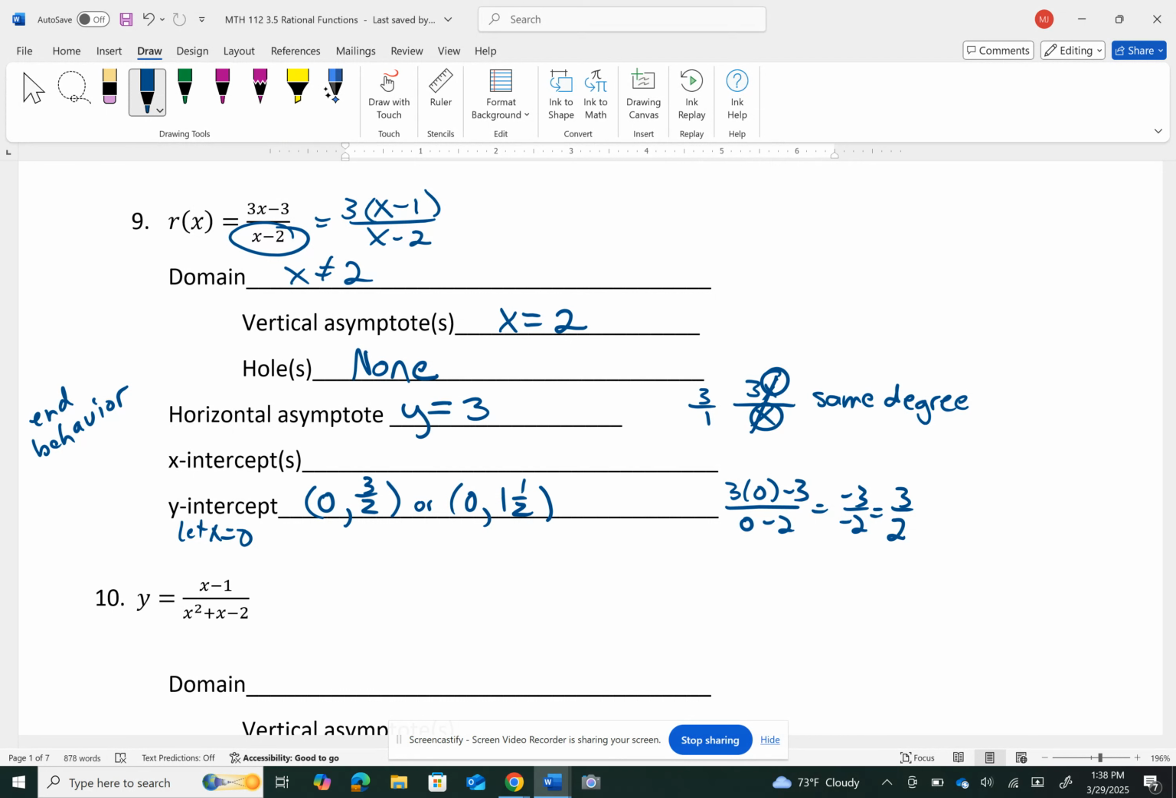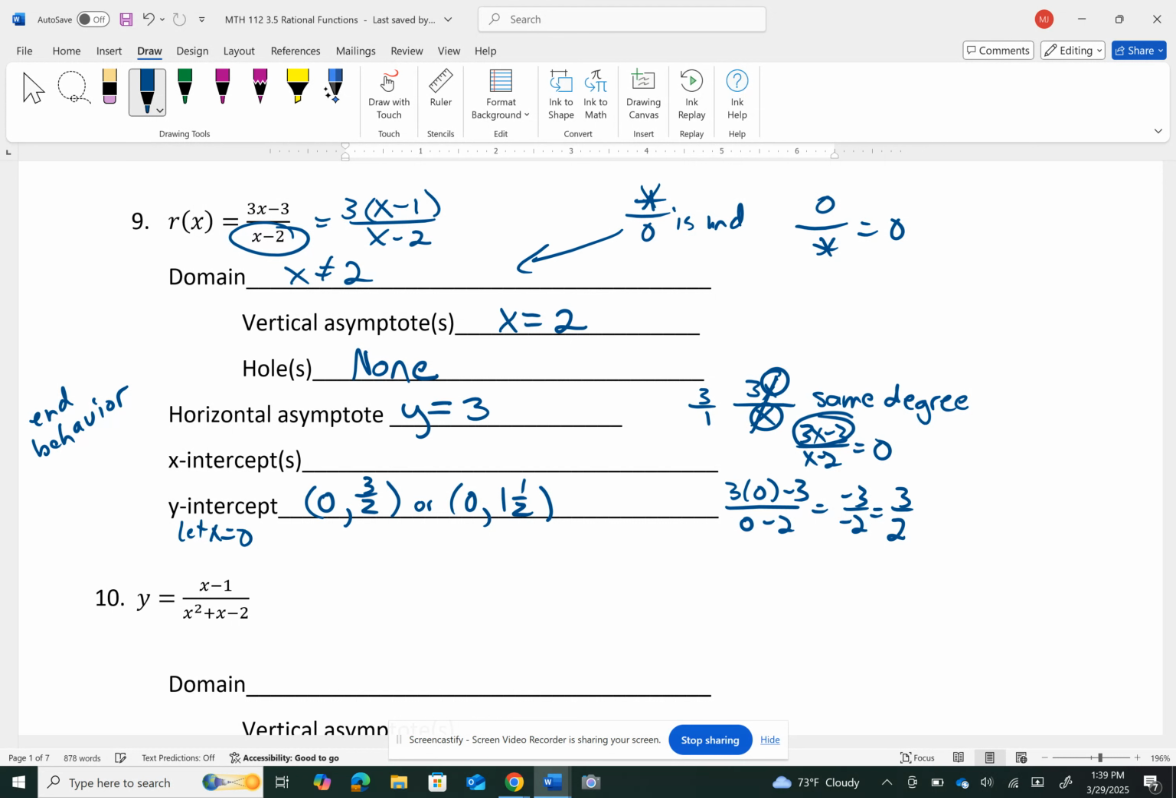Now for x-intercepts, you're looking for what would cause this original function to equal 0. That's going to happen when the numerator of a fraction is equal to 0. This over some number equals 0. Some number over 0, that's undefined. That's the domain. That's why this happened, because 2 made the denominator 0.